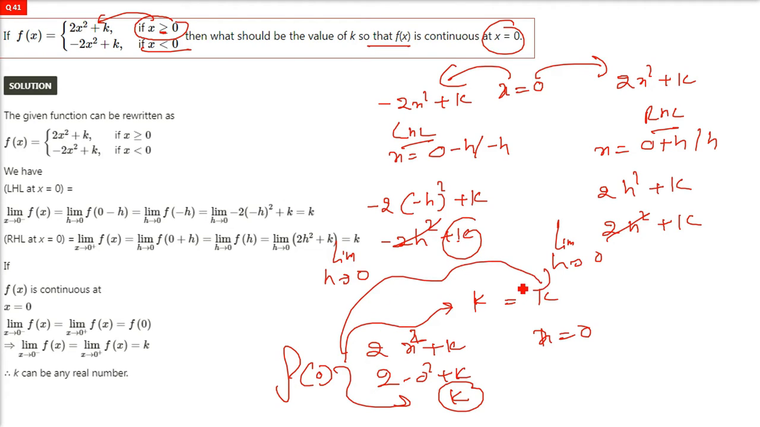So first of all, it is continuous. But how to get the value of k? We don't know. So we just have to give the answer that k can be any real number. This is the biggest set we know. We are not going to any other set that is higher than real number. Real number is the set we just talk about.